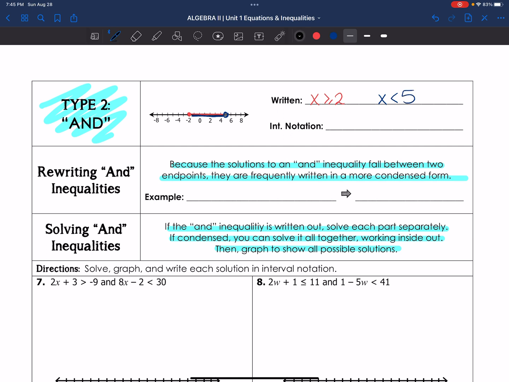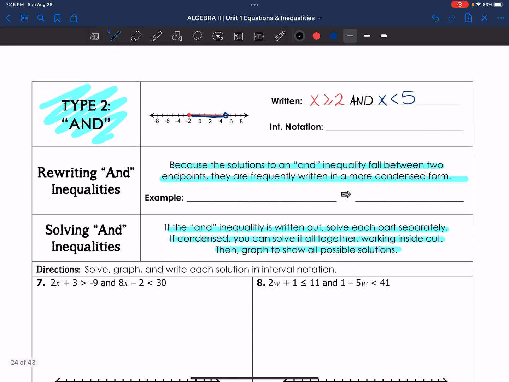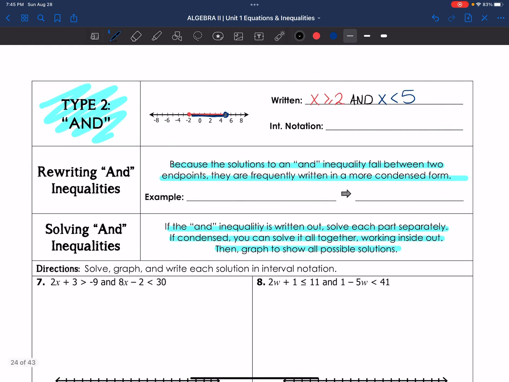And that is joined with the word and. Because it needs to be both. It needs to be x values greater than 2 and also x values less than 5. And what we're looking at here is their intersection.